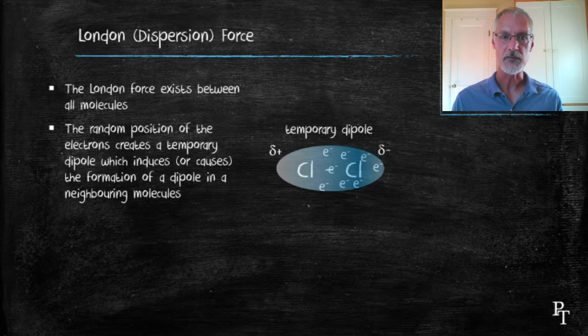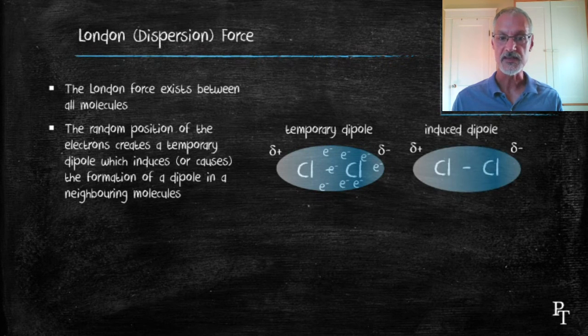In this situation, we have a slightly negative and a slightly positive end to our chlorine molecule, which is usually completely neutral. This temporary dipole influences other chlorines that happen to be nearby. The electrons in the nearby chlorine molecule would also be pushed far to the right, causing a positive pole to form. Opposites attract, and this is the nature then of the London dispersion force, a very weak, temporary induced force that happens between molecules, all molecules.